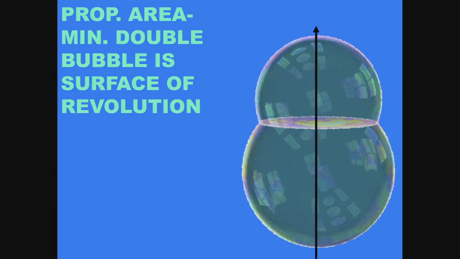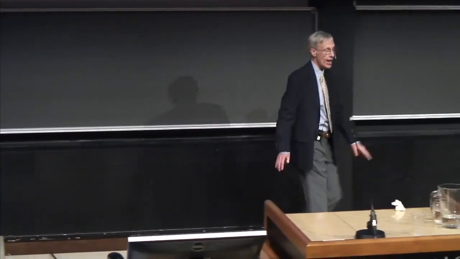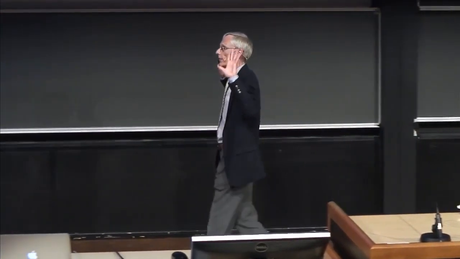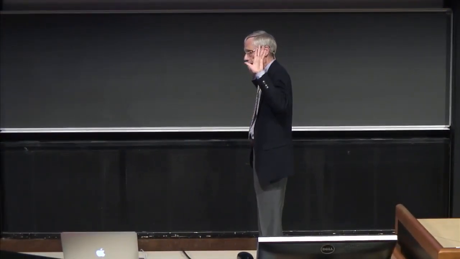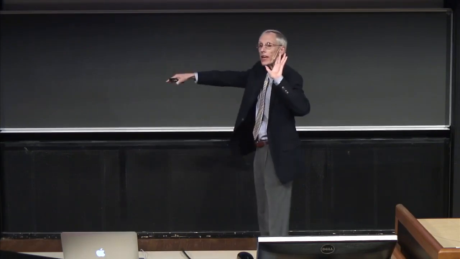And the main proposition is that the minimizer, the area-minimizing double bubble, which we're trying to prove is the standard one, at least has to be a surface of revolution. And the lemma for proving that is that some vertical plane splits both volumes in half. Now, of course, it's easy to split one volume in half, right? If the double bubble's over here, I just start with a vertical plane, and I just march until I've split one volume in half. But now, the other volume probably isn't split in half. Maybe the big part of the other volume is in front of me.